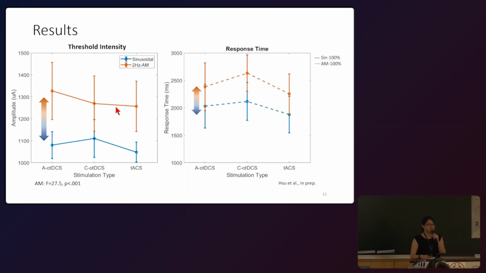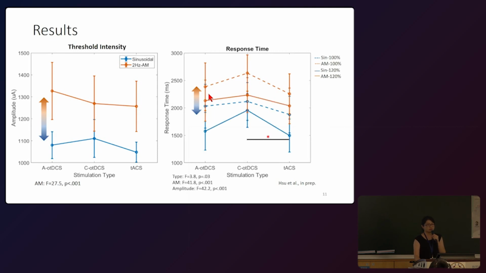We also measure the response time. The dashed line indicates the threshold intensity stimulation. So you can see that with a higher threshold, the subject usually responds slower. And if we increase the stimulation intensity to 120%, that is a suprathreshold stimulation, then you see their response time becomes significantly faster. There is a small difference between the OTPCS and TACS, but other comparisons were not significant.